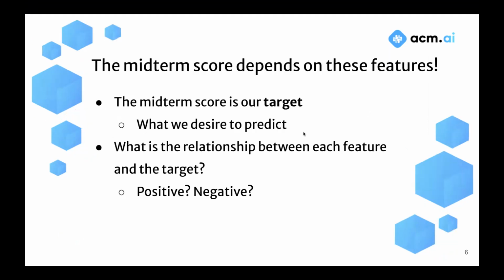Next slide. So this is pretty much what it is. The midterm score is our target, essentially what we desire to predict. Okay, so let's talk about the relationship between each feature and the target, right? So you gave me some feature examples. Now, how do you think they correlate to the final exam score, the midterm score? How do you think they correlate?